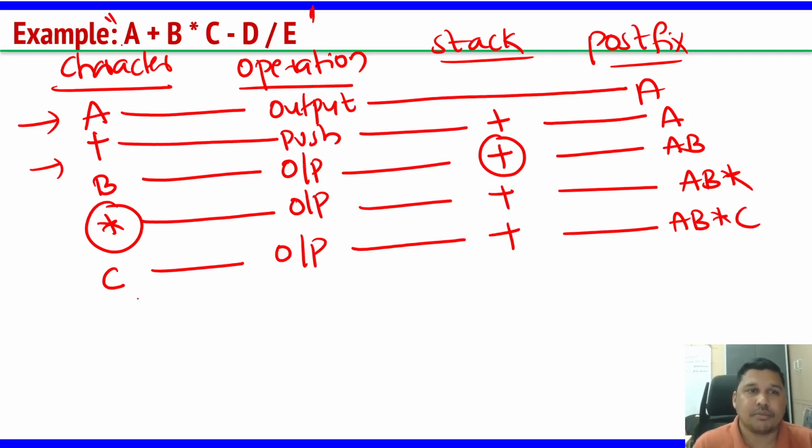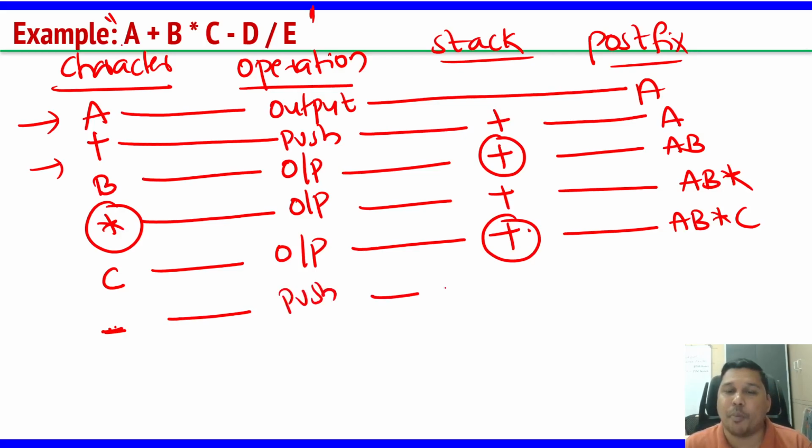Next one came minus. When minus came, what do I have to do? I have to compare this minus with the existing stack element. I have plus in the stack and there is minus. Both are having the same priority. When both have the same priority, you pop out the stack element and insert the new element into the stack. So this plus will be added to the expression and minus will come here. This becomes AB star C plus.